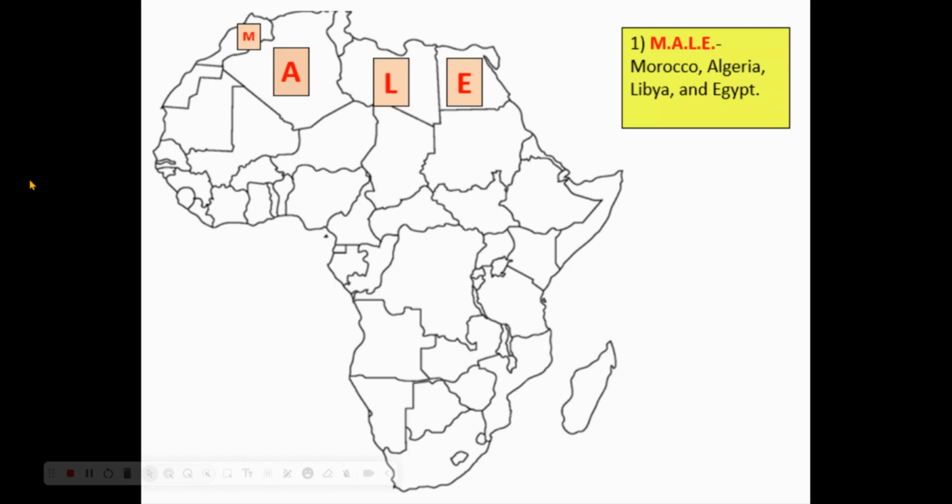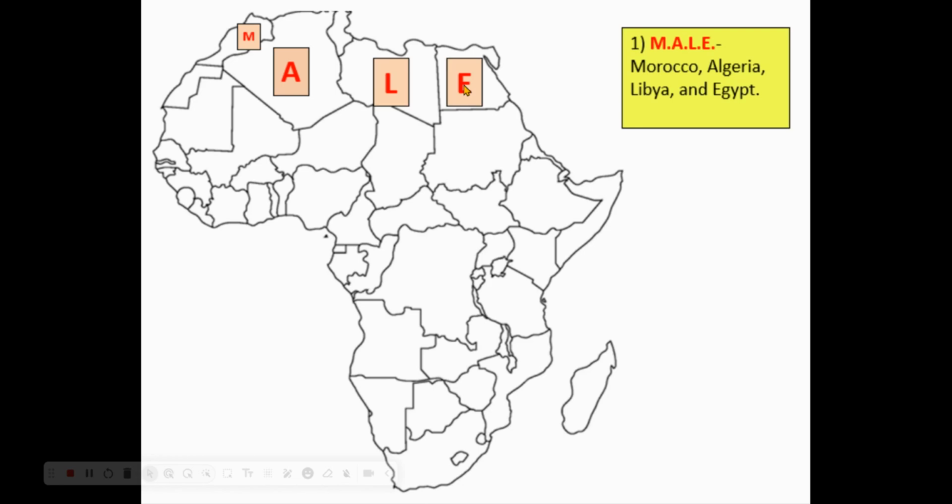So MALE is the acronym that you'll use, and if you write it in this location in North Africa, it will help you remember the order for Morocco, Algeria, Libya, and Egypt. So that should help you get 4 correct answers on your upcoming map quiz.